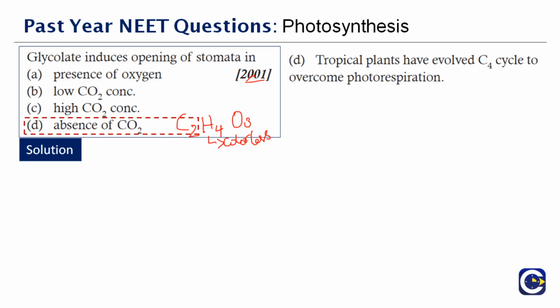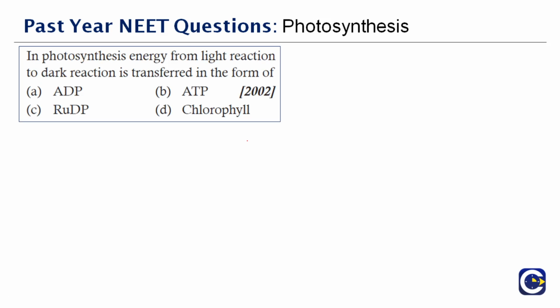Next question here. In photosynthesis, energy from light reaction to dark reaction is transferred in the form of dash. So by now I think you'd have guessed the answer. Any pathway that we take resembles one end product. And what is it? It is ATP. So it is the same ATP which is the answer here. In photosynthesis, energy from light reaction to dark reaction is transferred in the form of ATP.